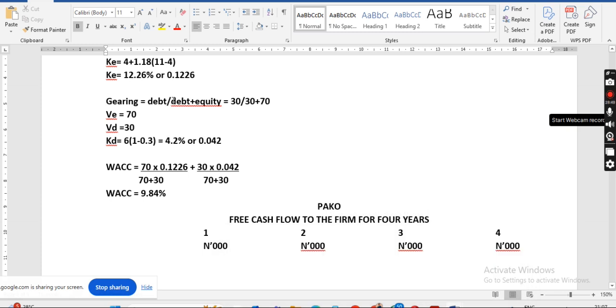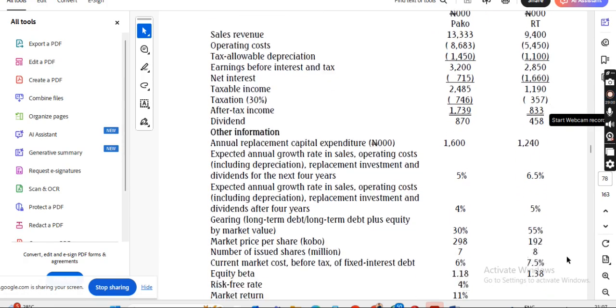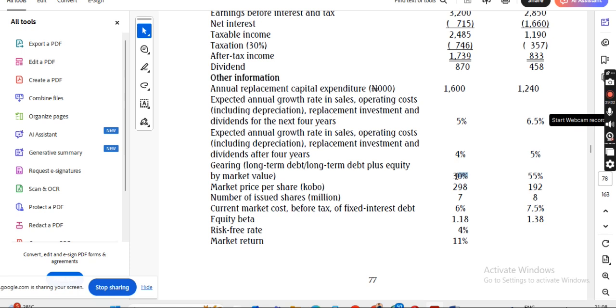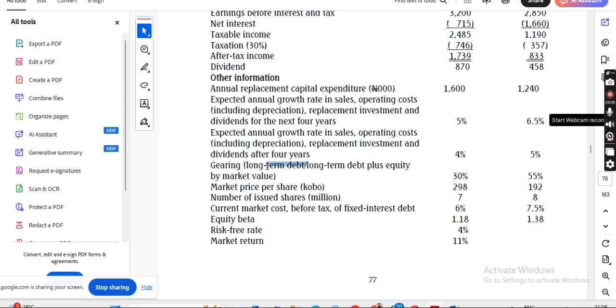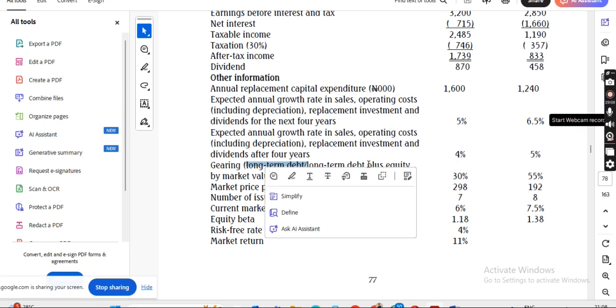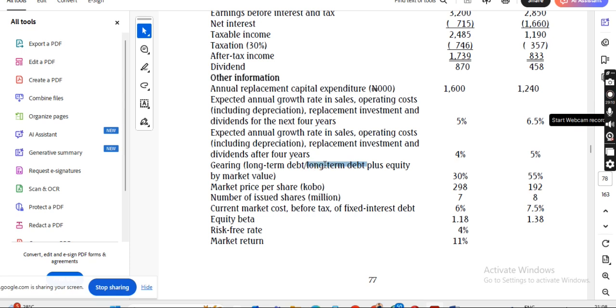Okay, everything is equal to 30, right? Check the question. The gearing, everything is equal to what? 30. Is that not so? So if everything is equal to 30, your debt will be 30. This debt here, the denominator, 30.